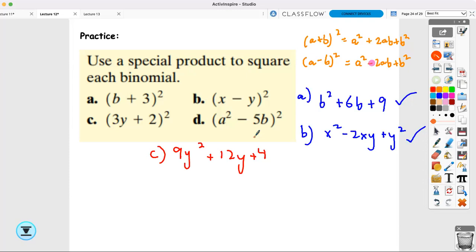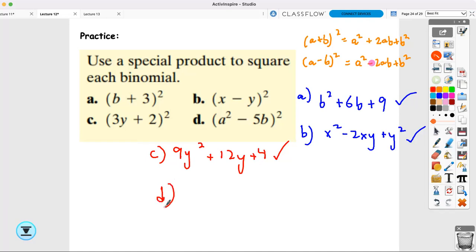Thank you for the correction, Tanya. Definitely okay, it happens. All right, we got 9y squared plus 12y plus 4. You are correct. Because when you put parentheses around the 3y squared, that's 3y times 3y, which is 9y squared.